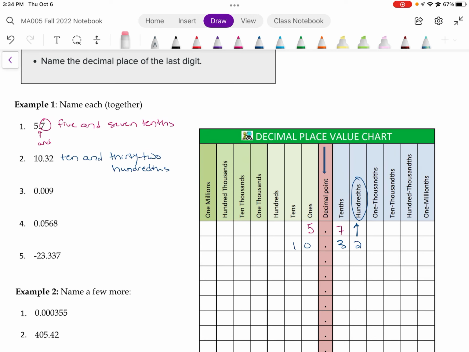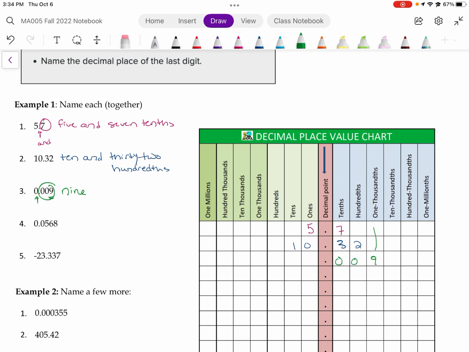Okay, so I'm going to erase some of this so it's not there for the next one. All right, the next one, 0.009 is going to be, we don't have to say 0 and. Okay, so you don't have to say the 0 and. On this one, because there's nothing there, you're just going to say, what is that number right there? All we're looking at is this. Well, that is just 9. 9 what?